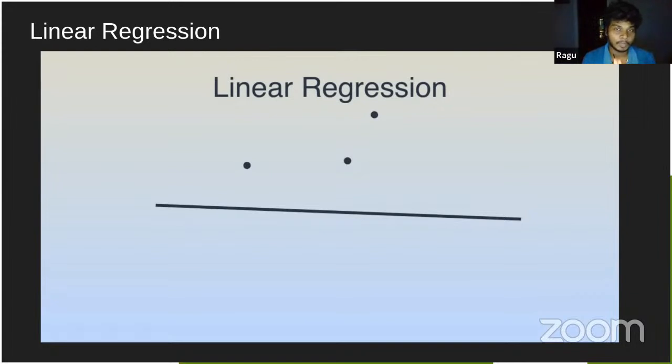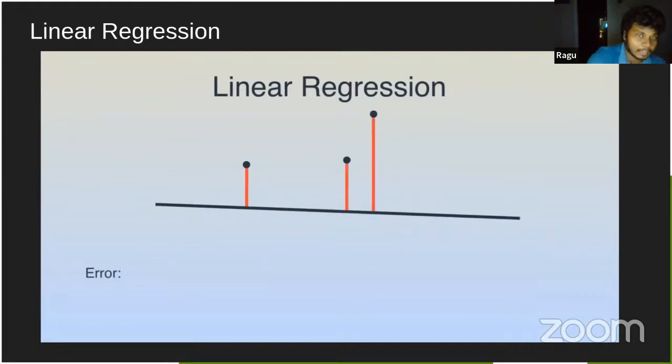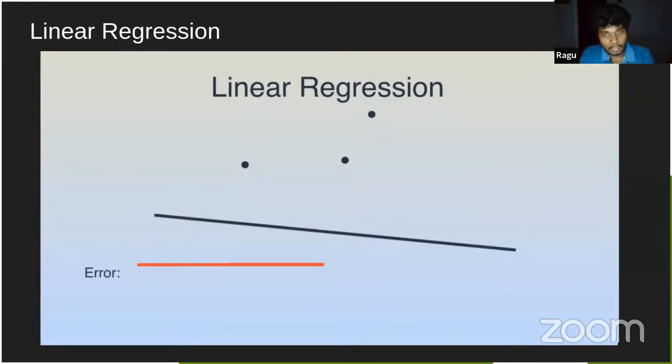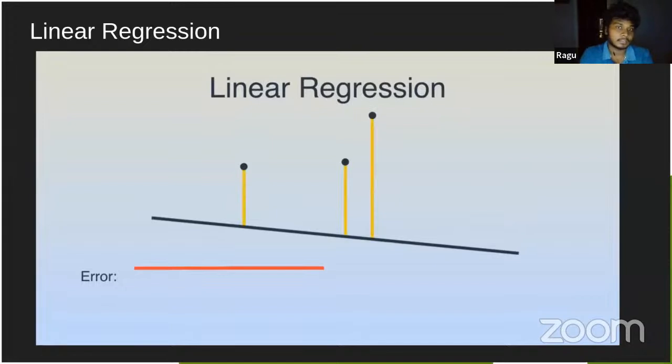The optimal solution is the best fit line. First, we have to find how good this line is. How do we calculate that? We calculate the error: we calculate the distance from each point and add these up. This is the error. Then we move the line and again calculate the distance, and we add the error.